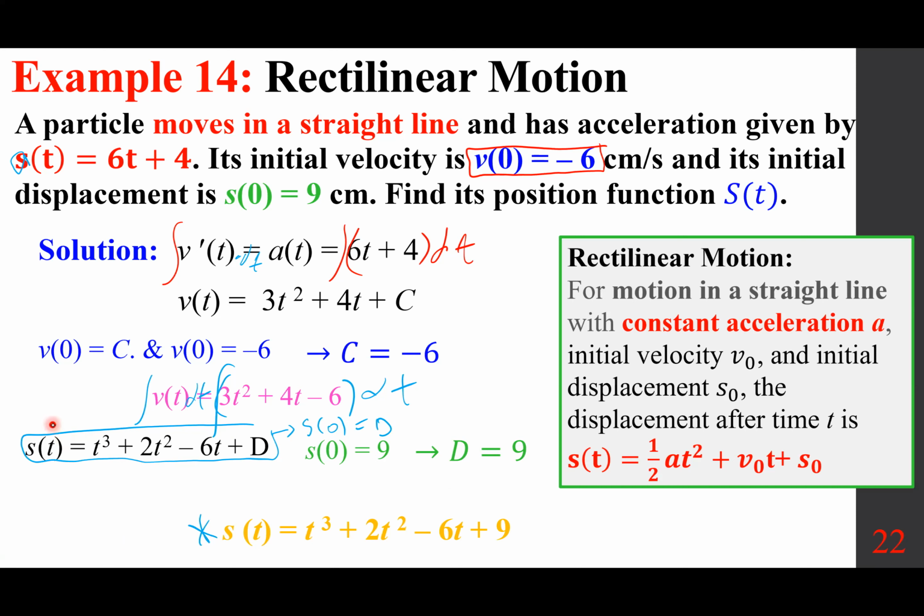And now, you should always check your work. S of t is t cubed plus 2t squared minus 6t plus 9. If I differentiate this, I get 3t squared plus 4t minus 6. If I differentiate this, I get 6t plus 4. So differentiate it and do it again. It should give you a of t. This is a of t. Back. And that's how you check your work.